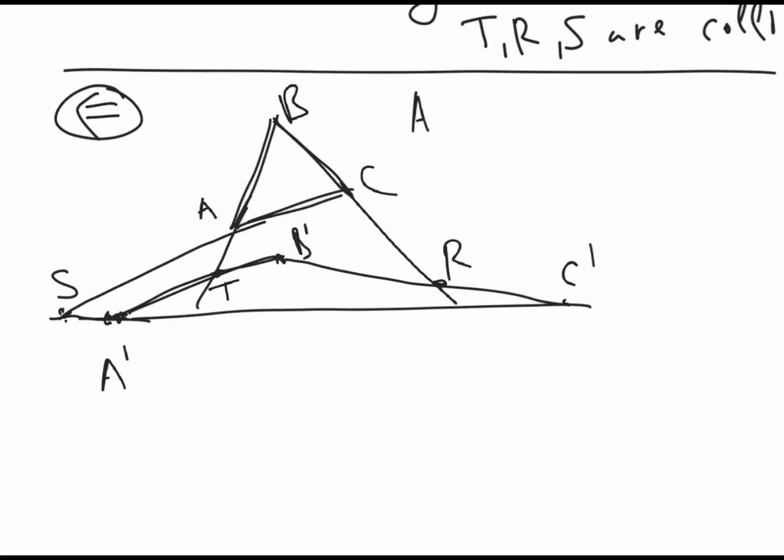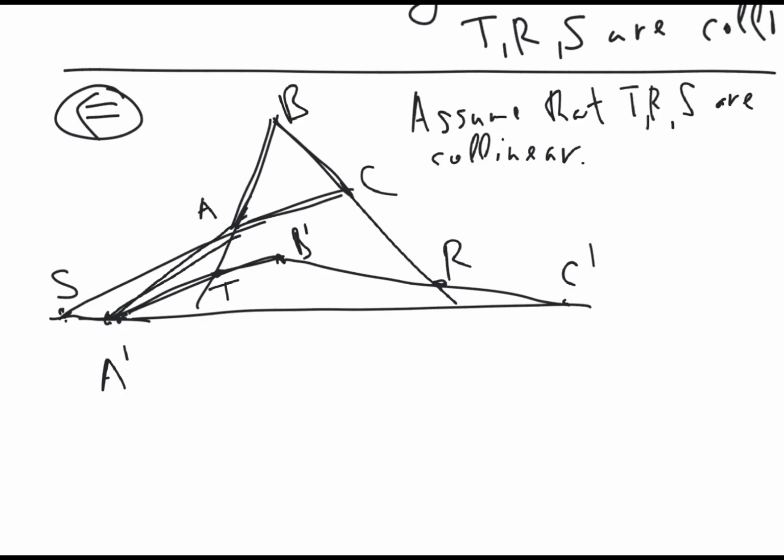So we assume that T, R, and S are collinear, and we need to prove that A prime A, B prime B, and C prime C intersect at a single point. So let's say that they do not intersect at a single point, like on the picture.